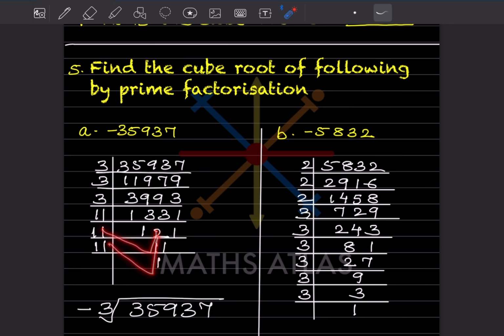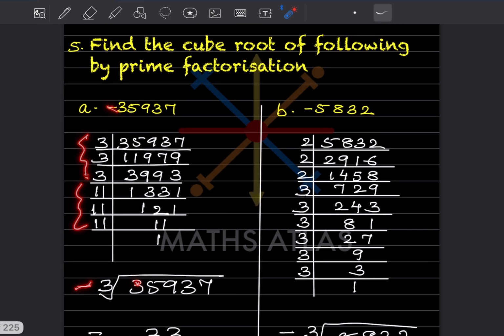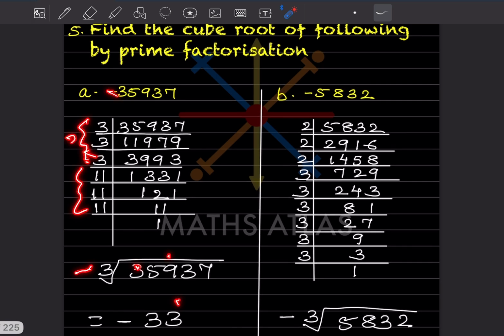So these are the factors. This is minus over here, so we will keep the minus here. And you can see the groups of 3. So we can write here this will be 3 and this will be 11. So that is 11 into 3, that will be 33. So minus 33.